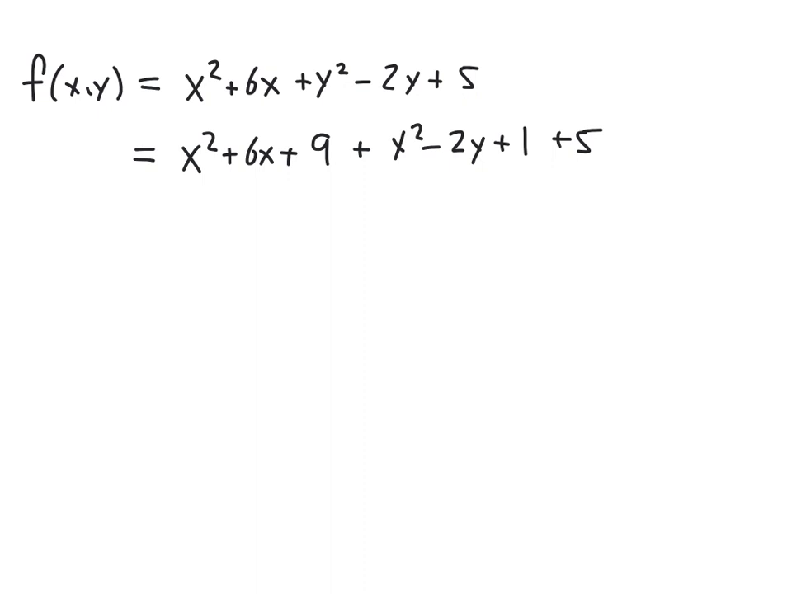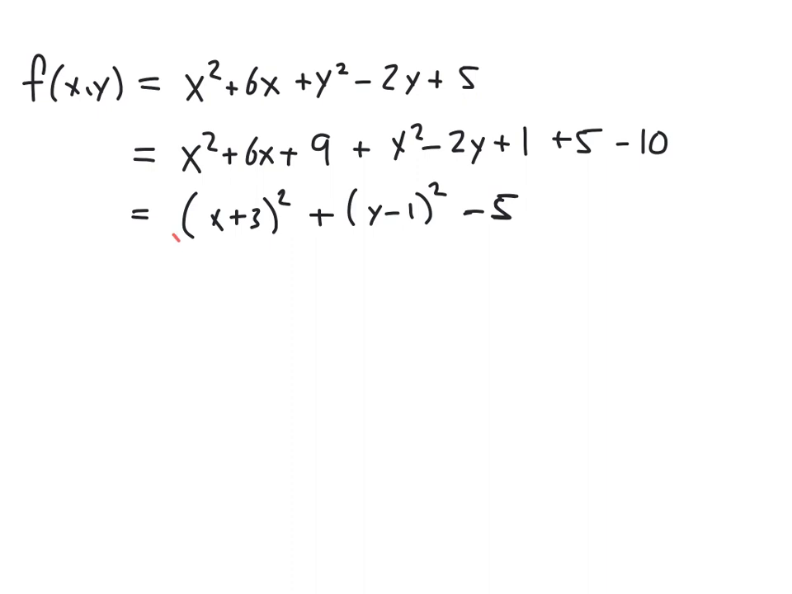Now, this is not equal right now because what I've done is I've added 9 and I've added 1. So I've added a total of 10 to this. So I'm also going to subtract 10 from the constant over here. And so when we group this now, we have x plus 3 quantity squared plus y minus 1 quantity squared minus 5. So we've been able to rewrite this equation in this particular form.